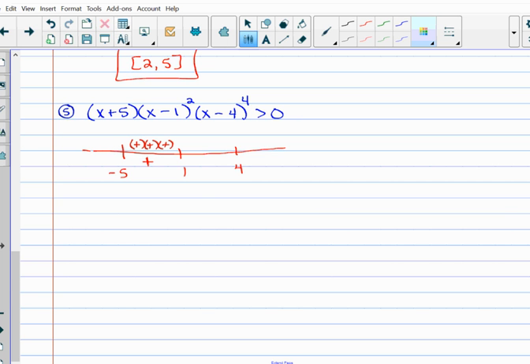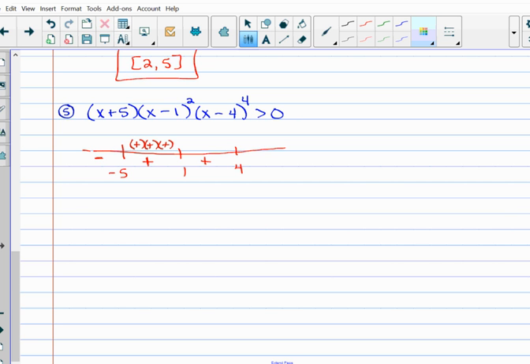Okay, then let's look at the -5. Does that one have any multiplicity? No, so it was positive on the right side. What's it going to do on the other side? Okay, the 1. Does the 1 have multiplicity? Yes. Even or odd? Even. It's going to bounce. So whatever it is on one side, it's going to be the same thing on the other side. So this is positive.